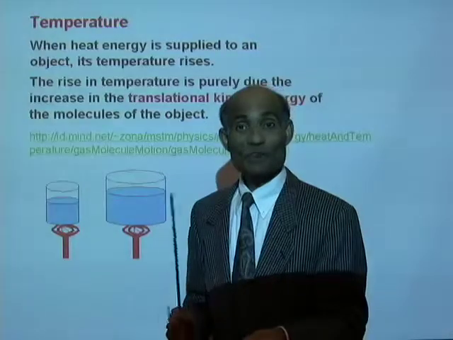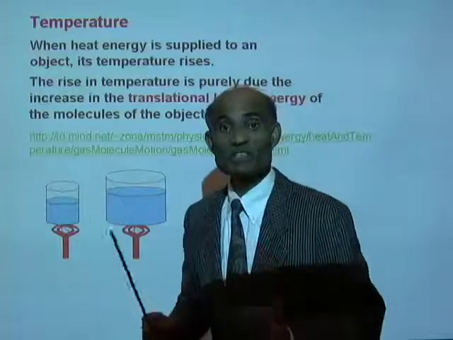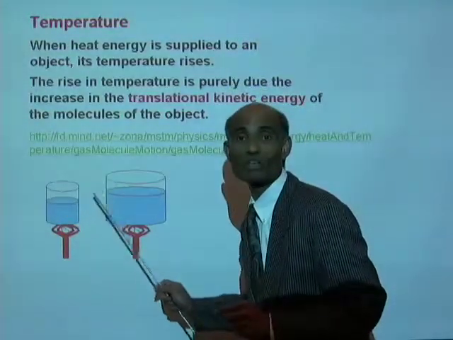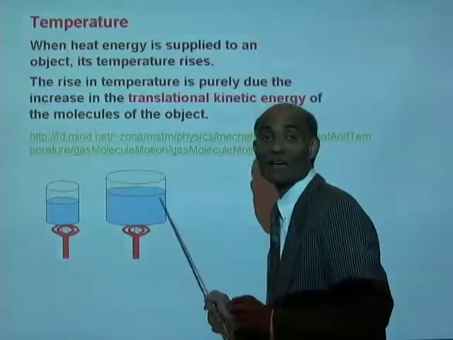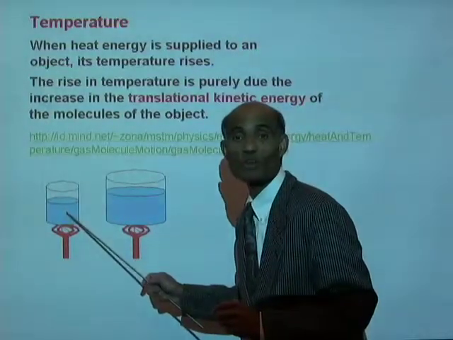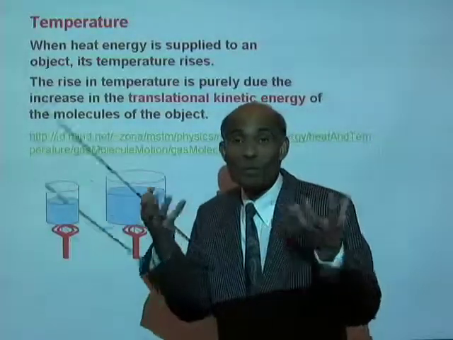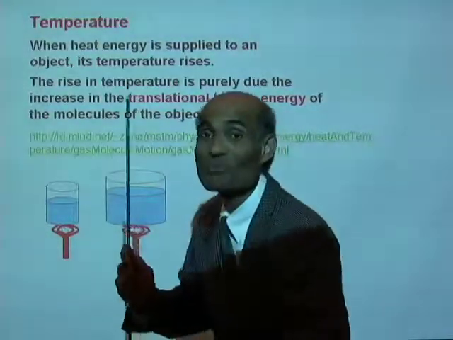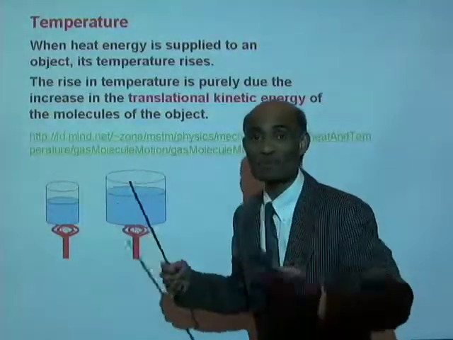So temperature is purely determined by molecular speed. In order to distinguish between temperature and heat, let us consider two different quantities of water, one in a small beaker and another in a big beaker. A large quantity of water and a small quantity of water are supplied heat at the same rate. Both receive heat at the same rate. Tell me, which of these will register a higher temperature?